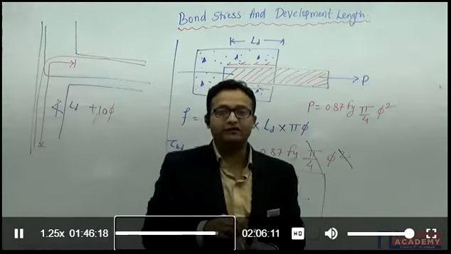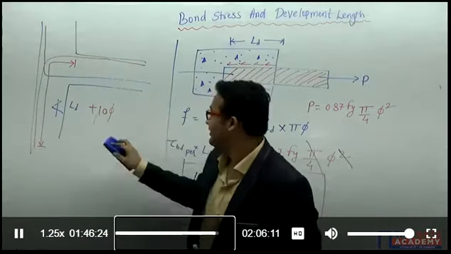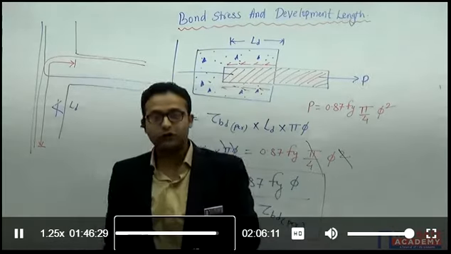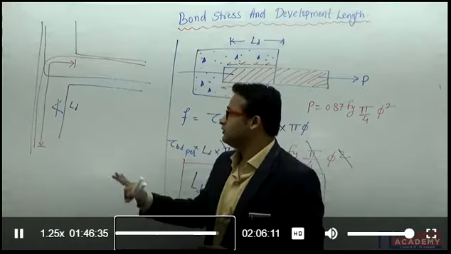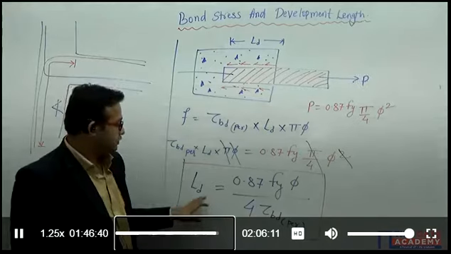Where phi is the diameter of the bar. But here it is not useful because you are not going to use any ductile detailing code here. We are not going to use the design of earthquake resistant structure, right? So in this case, the development length we can study. So this is the development length.